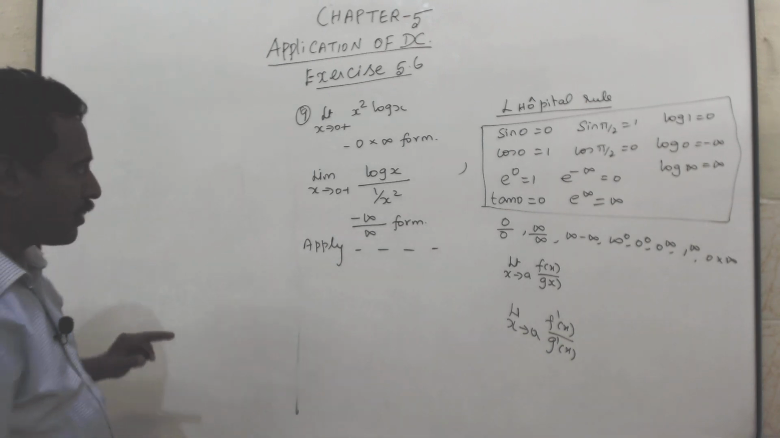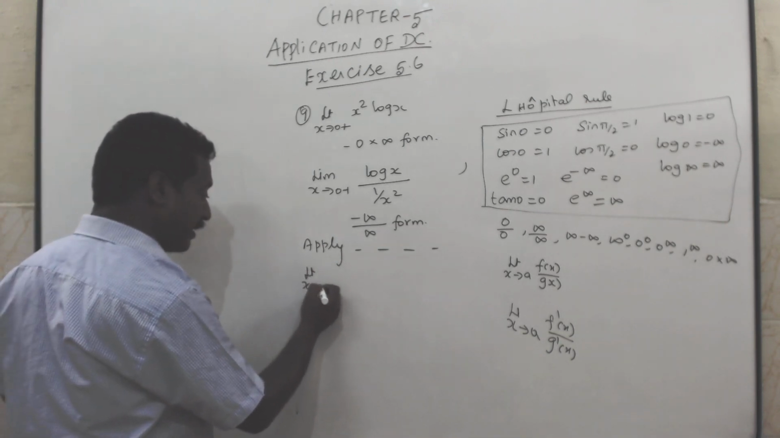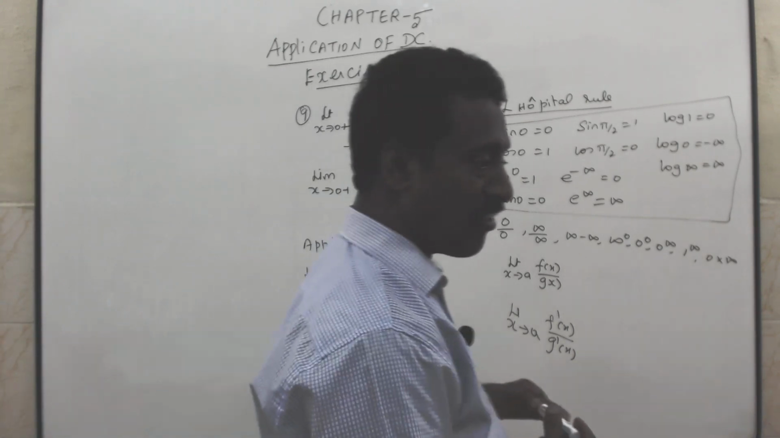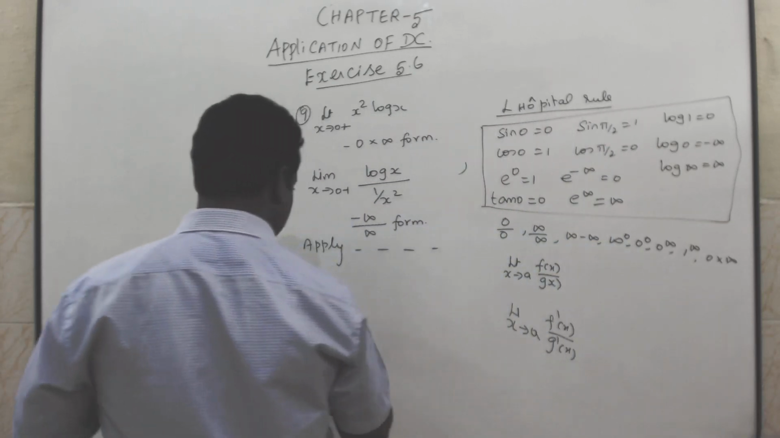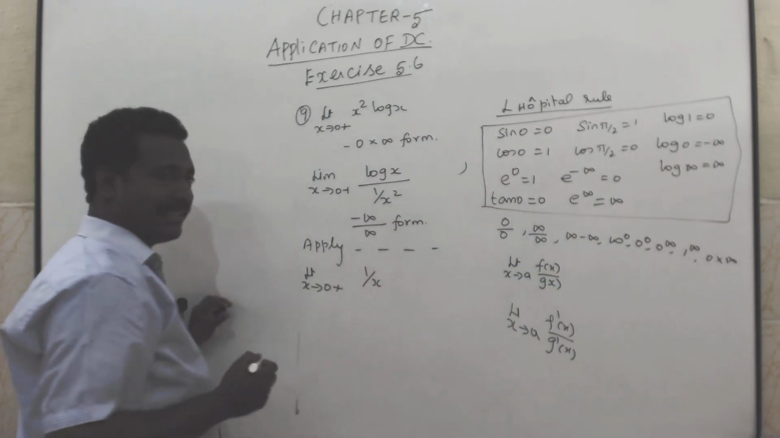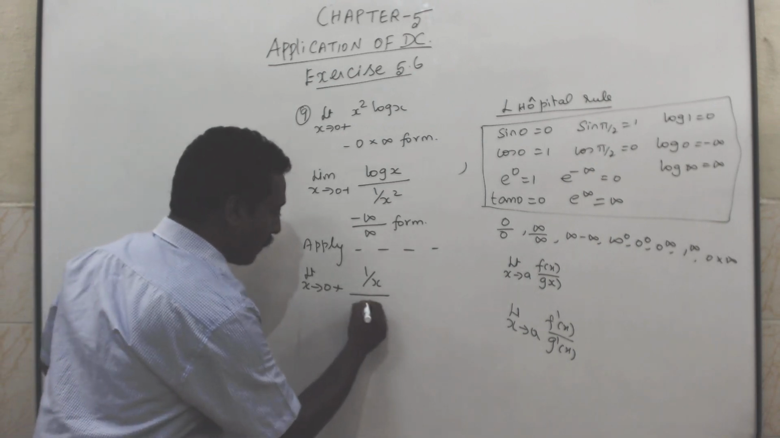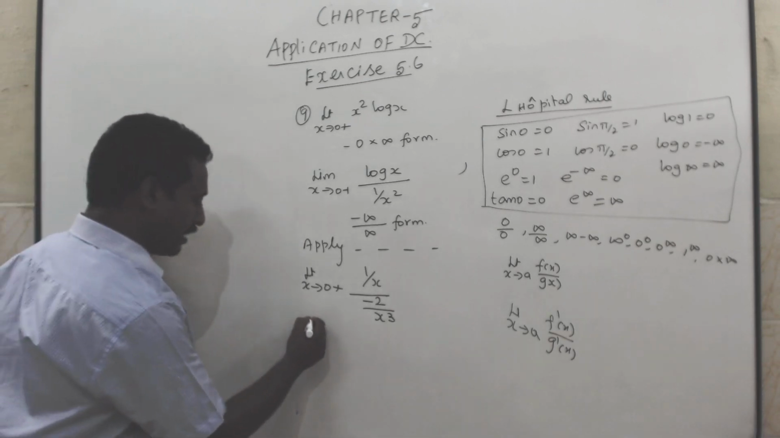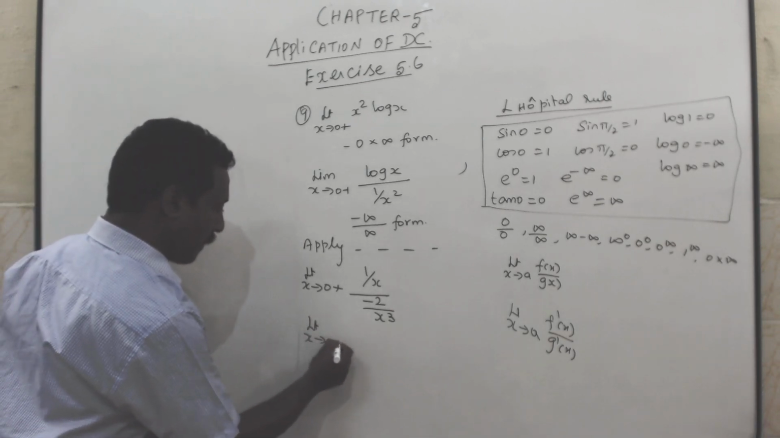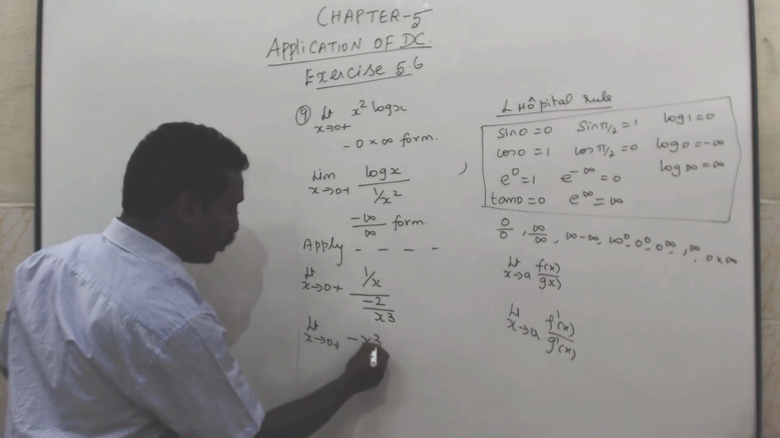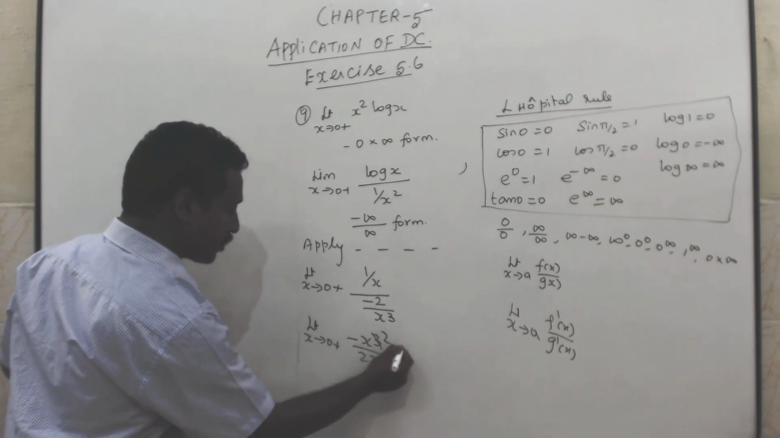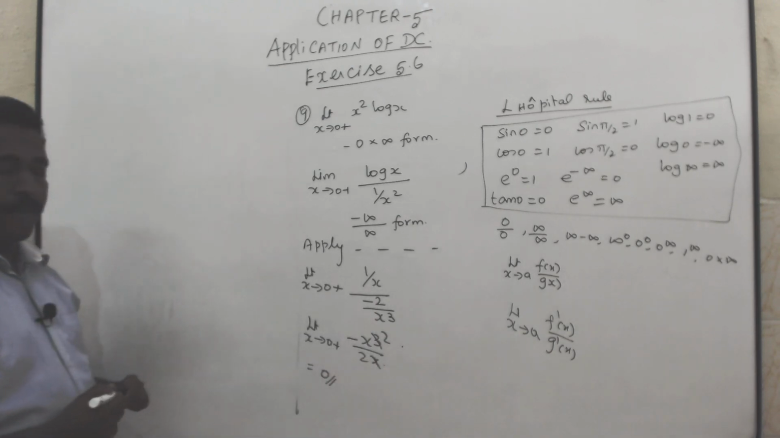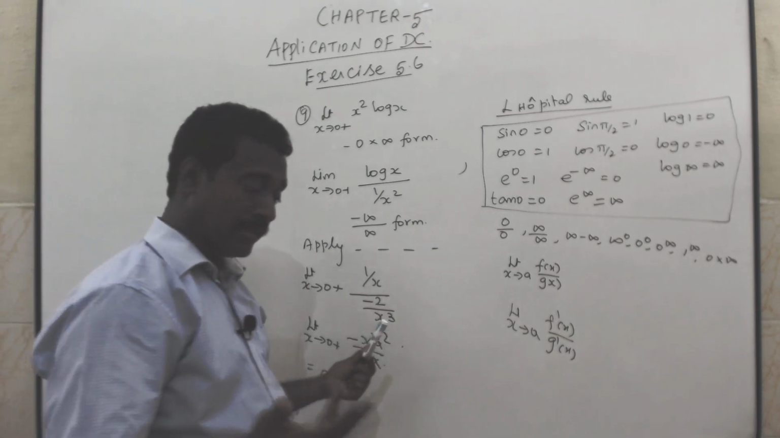What is L'Hospital rule? Differentiate the numerator separately and the denominator separately. What is the differentiation of log x? 1 by x. Already we studied that the differentiation of 1 by x square is minus 2 by x cube. Now limit x tends to 0 plus, that is minus x cube divided by 2x, which simplifies to minus x square by 2. When we substitute 0 plus, 0 by any number is 0. The answer is 0.